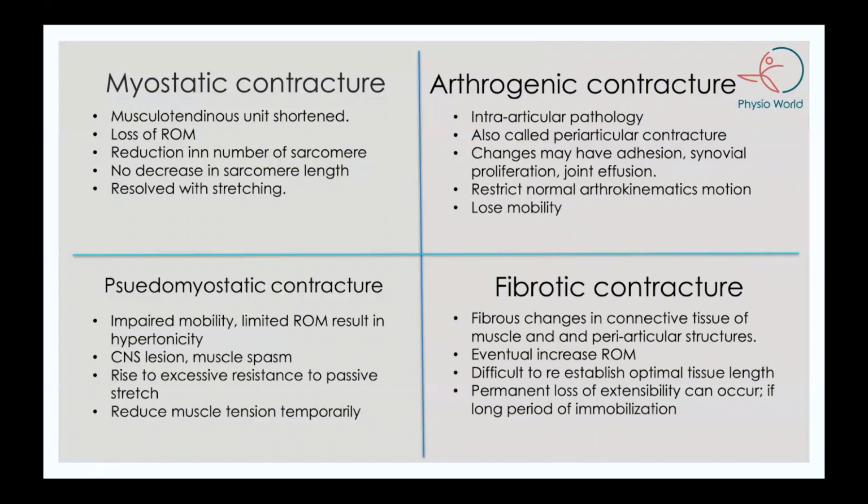Now let's talk about fibrotic contracture. It is a permanent loss of extensibility of soft tissue that cannot be reversed by non-surgical intervention. Here there may be fibrous changes in the connective tissue of the muscle or the surrounding periarticular structures. There will be an eventual increase in range of motion, but the optimal tissue length will be very difficult to re-establish. There may be permanent loss of extensibility and a longer period of immobilization of the joint.